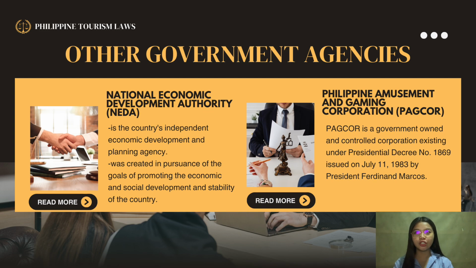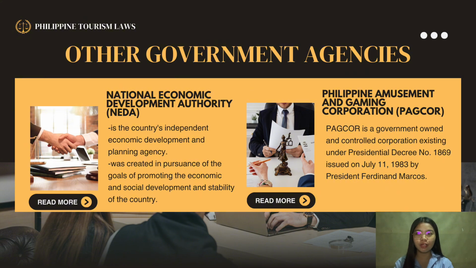Next, we do have the National Economic and Development Authority, also known as NEDA. It is the country's independent economic development and planning agency. It was created in pursuance of the goals of promoting the economic and social development and stability of the country. It is headed by the President as the Chairman of the NEDA Board, with the Secretary of Socio-Economic Planning, concurrently NEDA Director General, as Vice Chairman. The NEDA may, in the discharge of its duties and functions, call upon any private person or representative of the private sector for such views or advice as may be pertinent to any matter under its consideration.